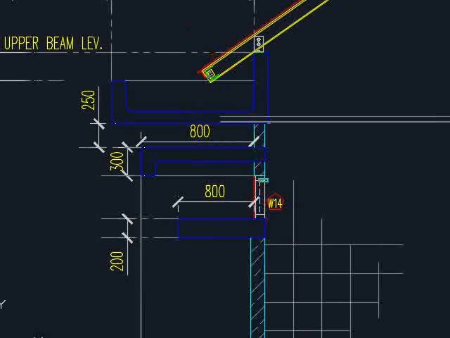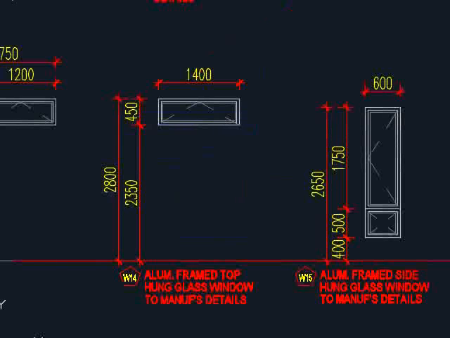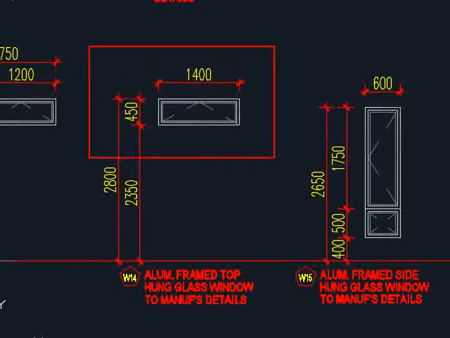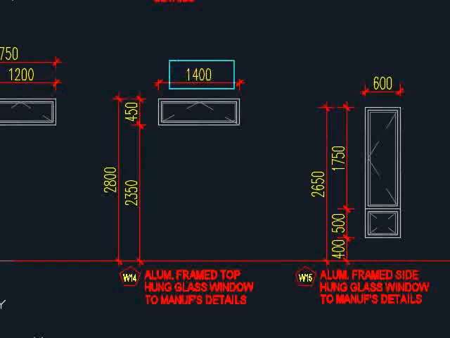And you will see there is a window here. Now you will need to check the size of the window. This is the window 14. The height is 450. The width is 1.4 meter. It is placed at 2.8 meter from the floor.